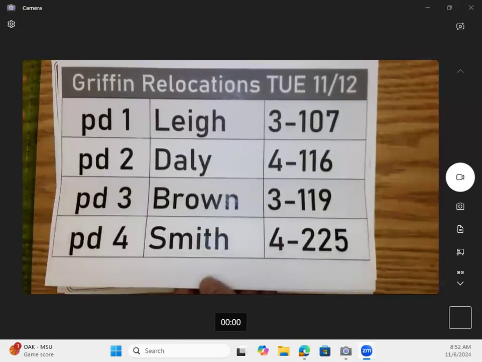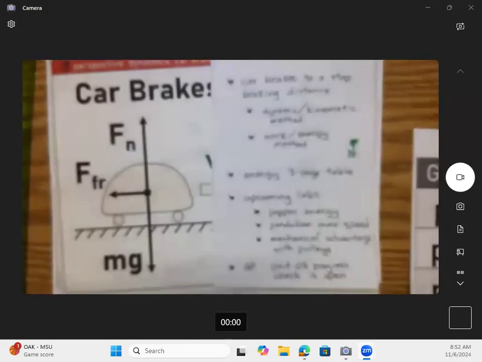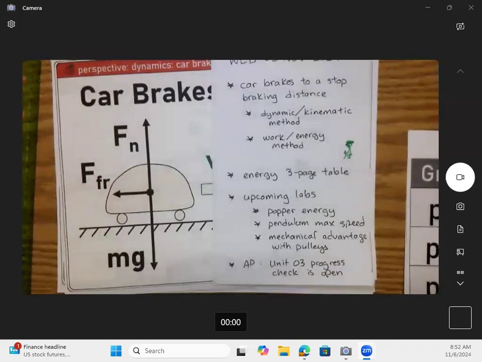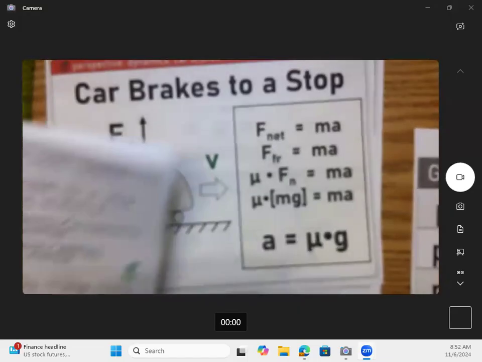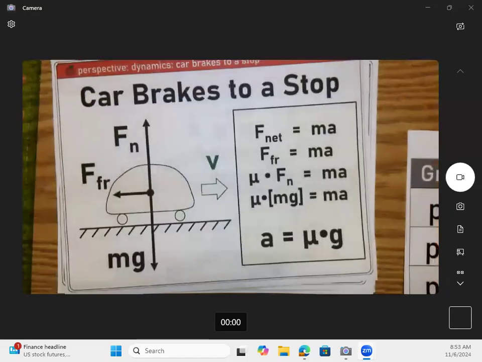All right, are you good so far with the agenda? Are you ready to solve a car braking to a stop? Like I said, we're going to solve this 2 different ways, and I'm going to make the claim we're going to get the same answer, no matter how we solve this.